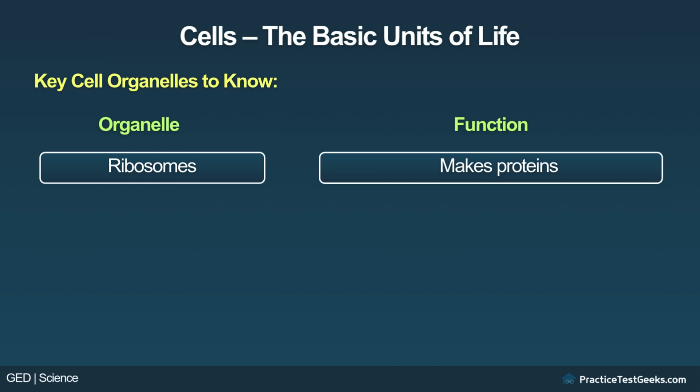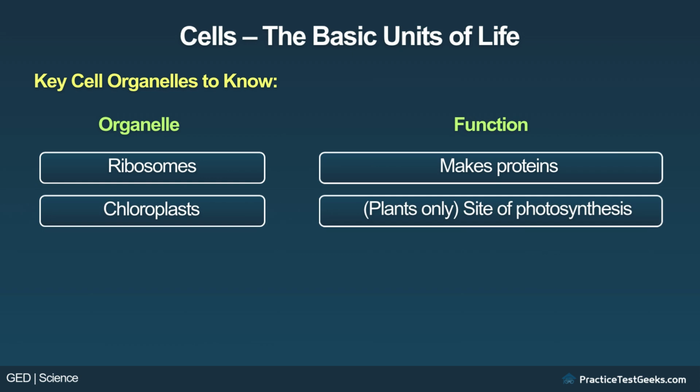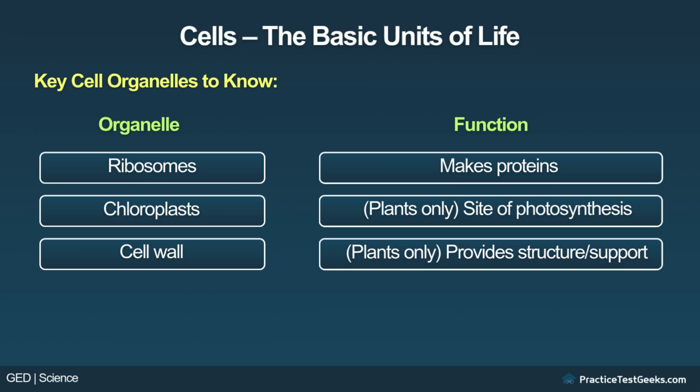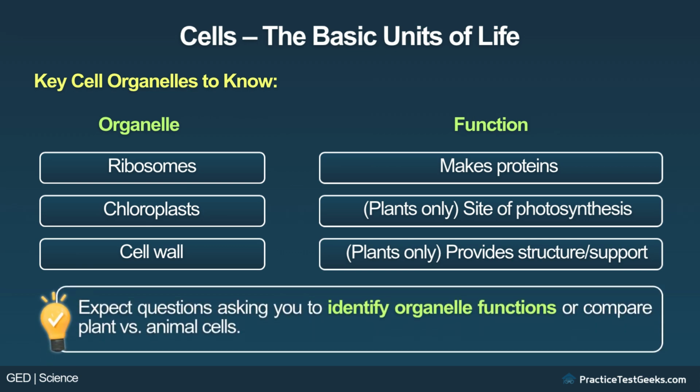In addition, plant cells have two special parts that animal cells do not. Chloroplasts, found only in plant cells, are where photosynthesis happens. They help the plant convert sunlight into energy. The cell wall, also found only in plant cells, provides added structure and support, helping the plant maintain its shape. GED tip: expect questions asking you to identify organelle functions or compare plant versus animal cells.